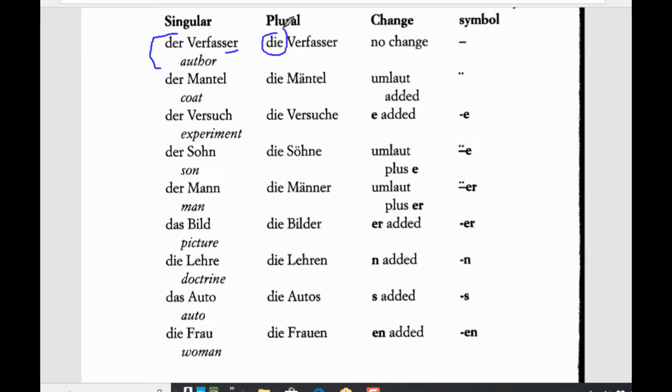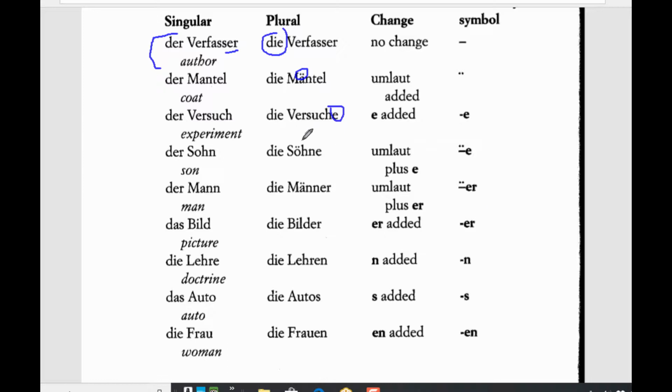How about der Mantel? What is added? It picks up an umlaut over the A. That's the only difference, and this doesn't change the spelling here, so you know that that's the coats. How about der Versuch? Die Versuche gains the E at the end of the word. And you can just see here on the right what is added.